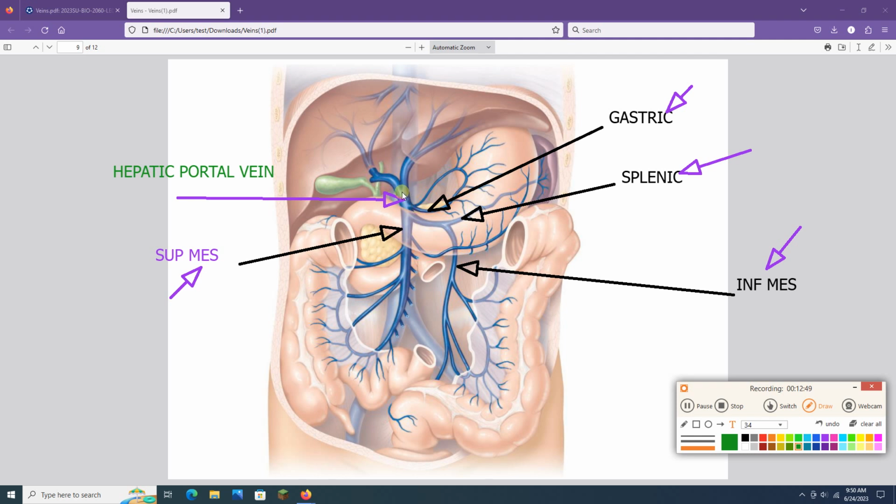The hepatic portal vein is taking blood into the liver from the stomach, from the spleen, from the intestines. Think about it. The intestines, you're absorbing nutrients. Those nutrients got to go to the liver for processing. You're going to absorb toxins. They got to go to the liver for detoxification.